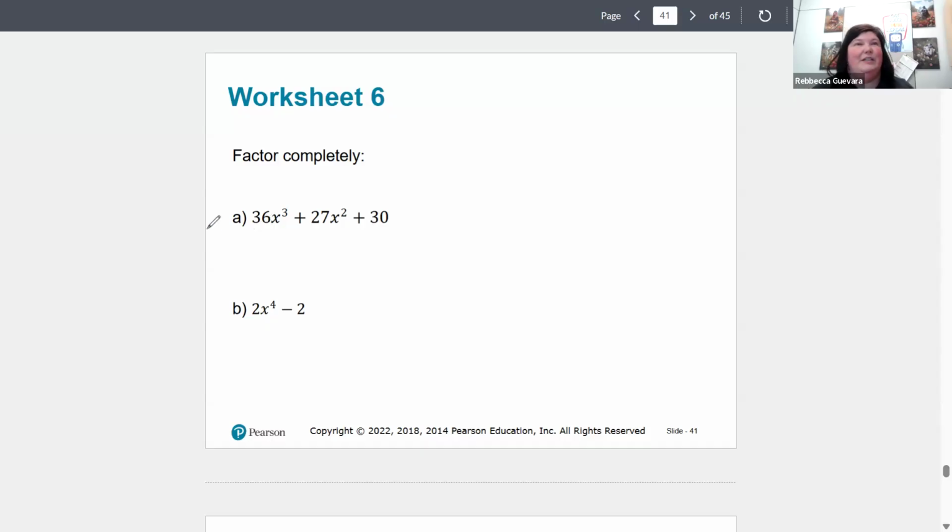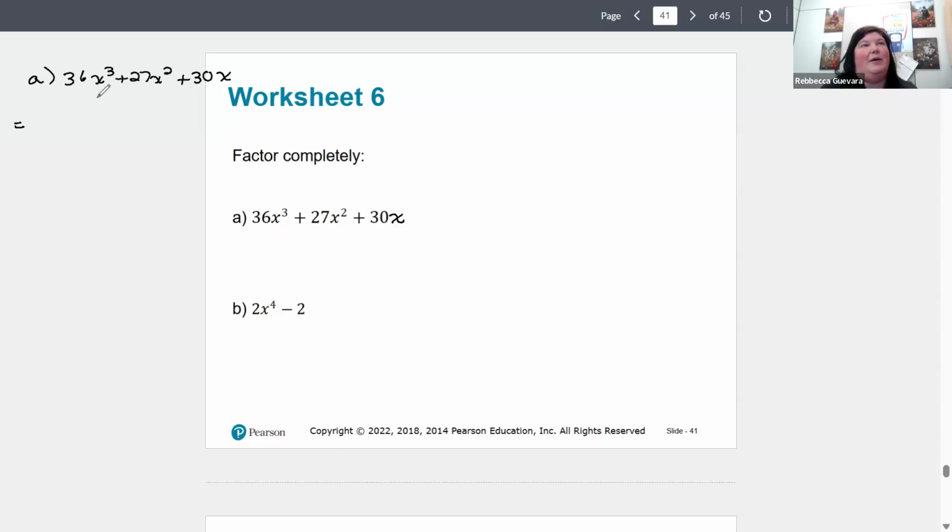So this first one here, try to give us a little more room. So I'm going to put a over here again. So 36x cubed plus 27x squared plus 30. So what we can factor out, and I think there's supposed to be an x here. I think I missed it. Should be an x. I'll go back and fix that. So 36x cubed plus 27x squared plus 30x.